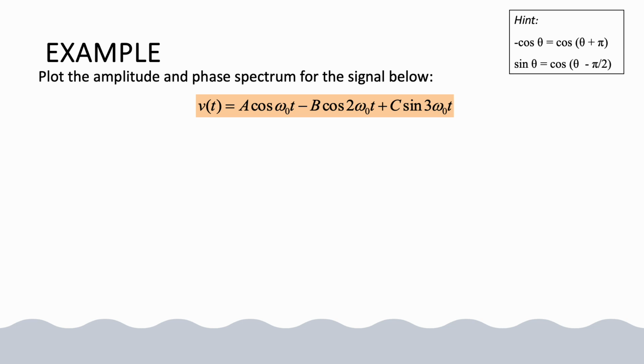Alright, so now let's look at this example. In this example, the question asks to plot the amplitude and phase spectrum. Meaning that we need to plot both the amplitude and the phase spectrum for these given equations. So first of all, before we plot, we need to observe whether this signal is in a general form or not.